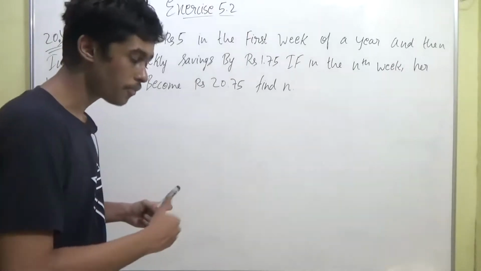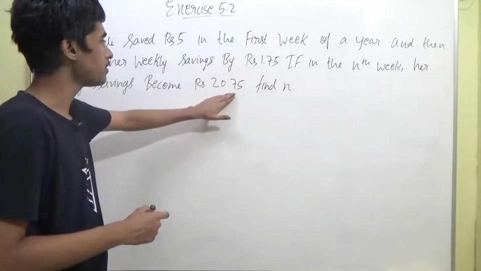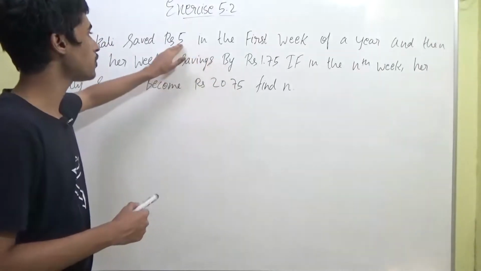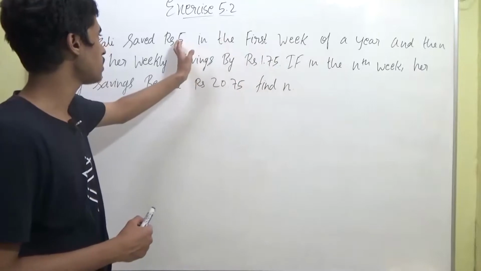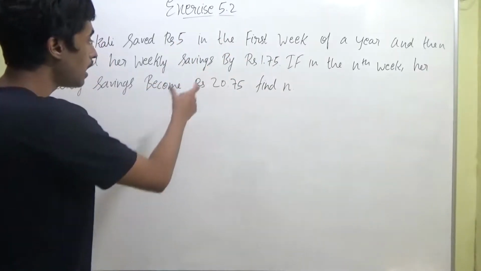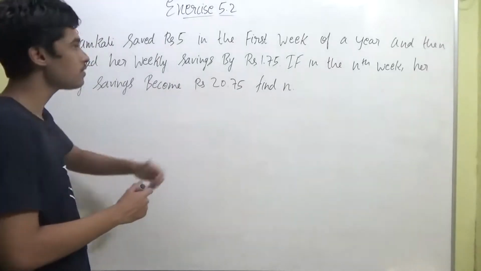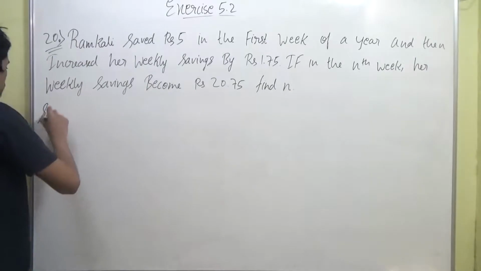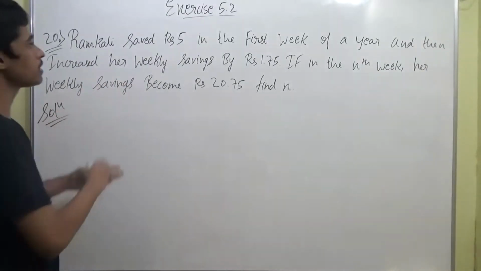So we have to find after how many weeks her saving is going to become 20.75, starting with rupees 5 for the first week and 6.75 for the second week, right? Second week it becomes 5 plus 1.75, that becomes 6.75, and so on. At some nth week, it's going to become 20.75. That n value we have to find, guys. That's the question now. So for that, first let's write the AP from the given question.